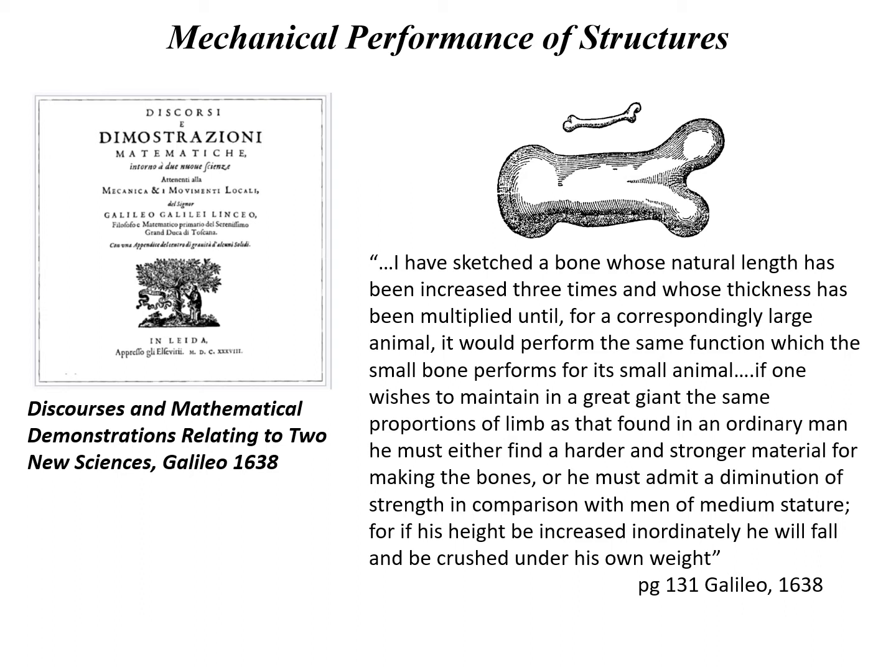This is a copy of an illustration from the book showing a sketch that Galileo made of a bone from a small animal. And he states, "I have sketched a bone whose natural length has been increased three times and whose thickness has been multiplied until, for a correspondingly large animal, it would perform the same function which the small bone performs for its small animal. If one wishes to maintain in a great giant the same proportions of limb as that found in an ordinary man, he must either find a harder and stronger material for making the bones, or he must admit a diminution of strength in comparison with men of medium stature. For if his height be increased inordinately, he will fall and be crushed under his own weight."